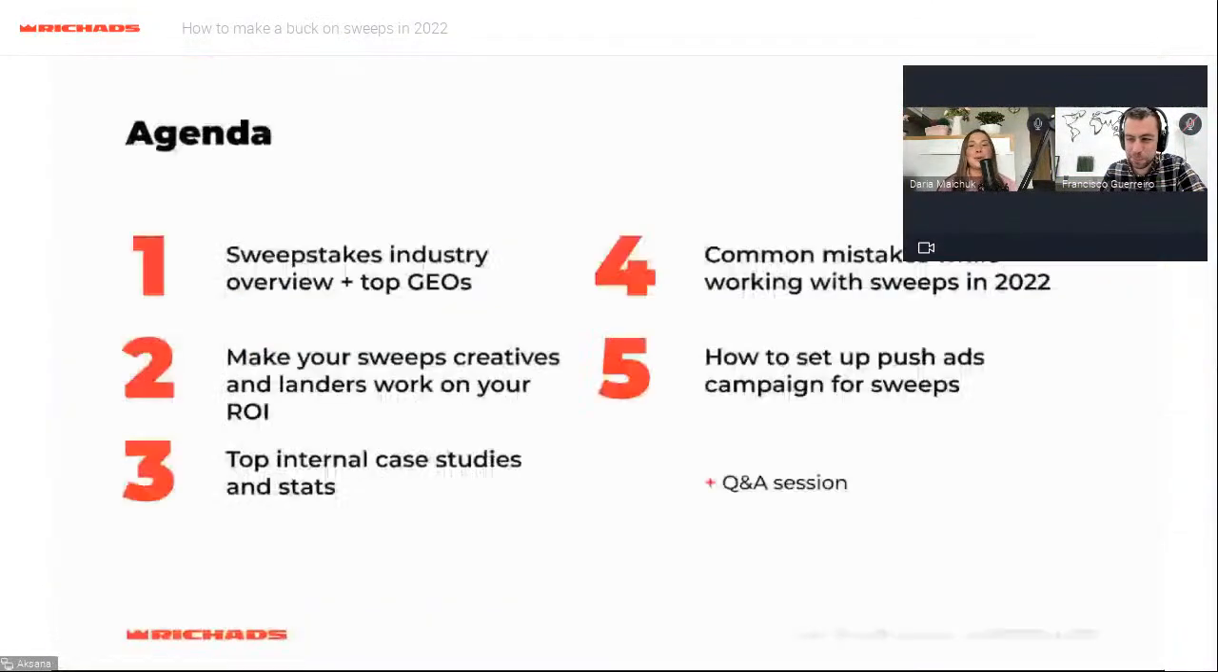Okay, what are we going to do in the next hour? Let's have a look at our schedule. First, we will discuss some main points that any newbie should know. Then we will talk about the features of launching sweeps at RichAds. Then Francisco will add some spices and talk about the best tips and hints, common mistakes, and landing page tips. In the end, we will show you how to set up a push ads campaign for sweeps. After that, we will answer your questions during the Q&A session.